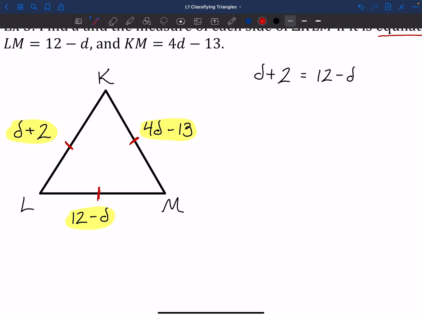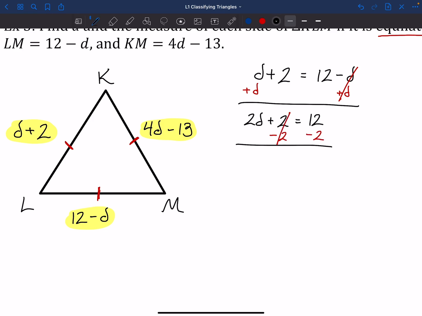To solve this out, all I have to do is get all the D's to one side and all the other numbers to the other side. All right, so what I'm going to do is add D over here to cancel it out from the right-hand side. I got to do the same thing on the left to keep everything nice and even. So it's going to be 2D plus 2 equals 12. All right. After that, in order to get those D's by themselves, I need to move that 2 over. So I'm going to have to subtract 2 to cancel it out from over there. All right. So now we've got 2D is equal to 10.